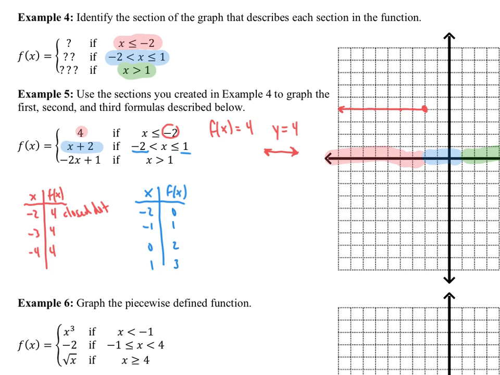Now, this is just a greater than, so what that means is it's going to get an open dot. So at negative 2, 0, I'm going to put an open dot, an open circle.